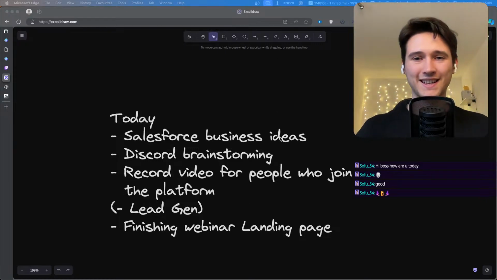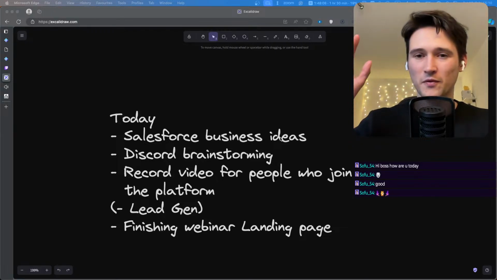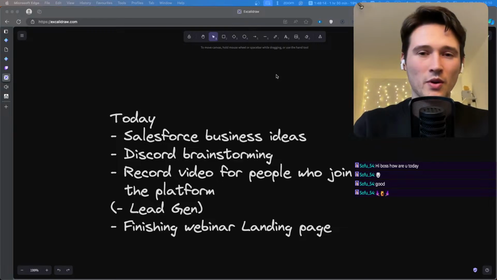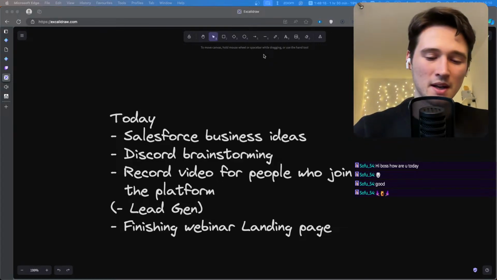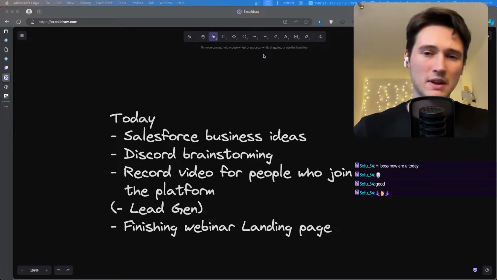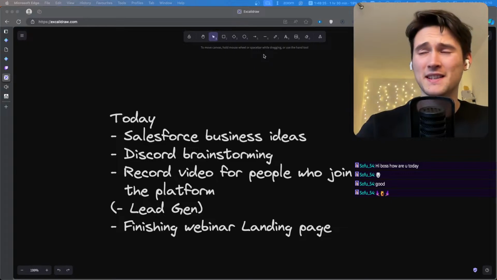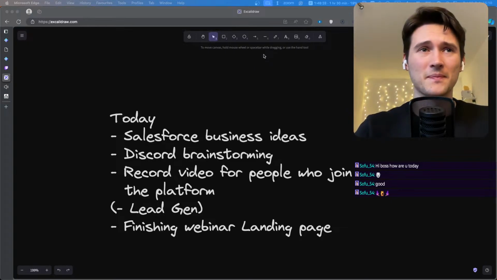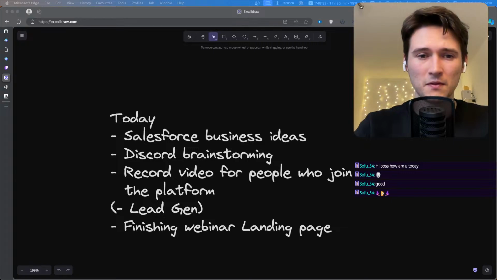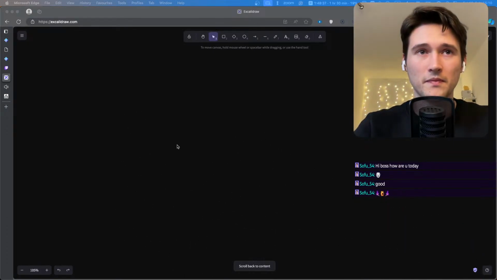Okay, so let's start with the business ideas for the Salesforce ecosystem. The first thing I want to say is that the Salesforce ecosystem is really immature in terms of how many businesses we have. If we look at B2B, I think we are better, but if you look at B2C, not enough, not nearly enough as in all the other fields. Okay, let me draw here.